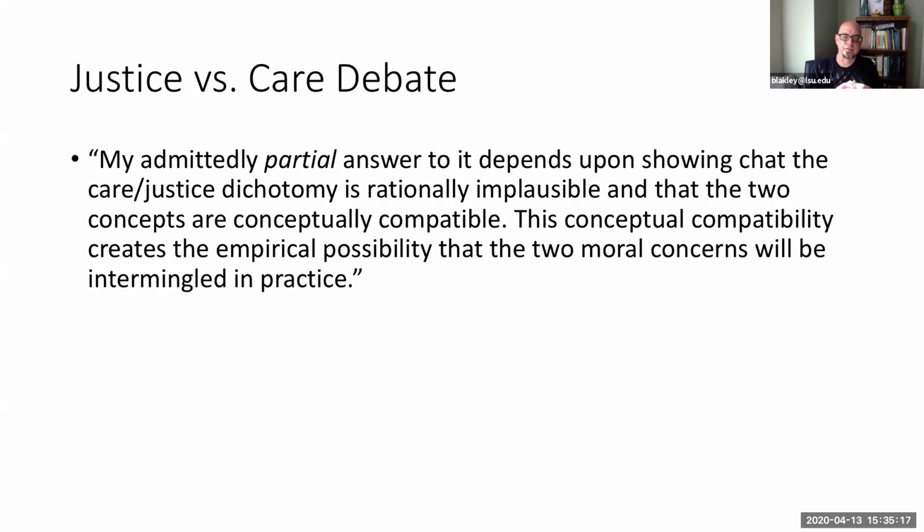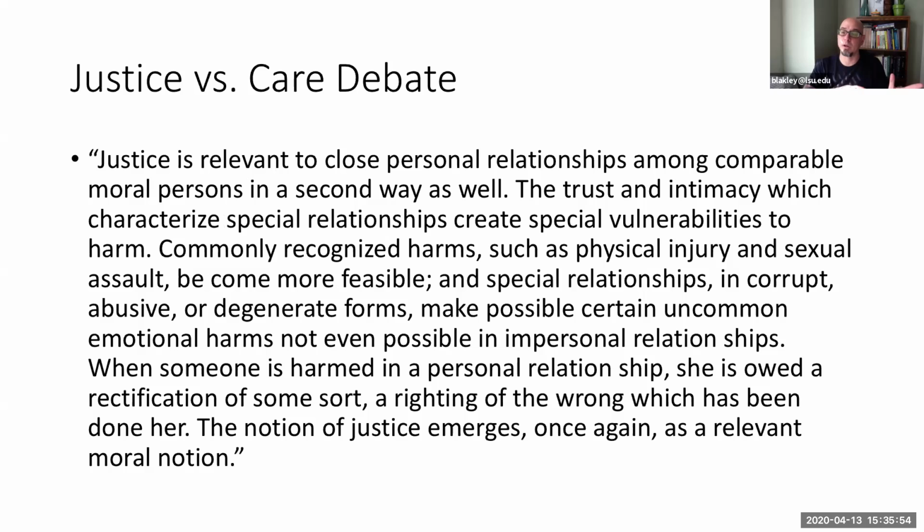My admittedly partial answer to it depends on showing that the care-justice dichotomy is rationally implausible and that the two concepts are conceptually compatible. So here's her rejection of any kind of hard either-or, care versus justice. The conceptual compatibility creates the empirical possibility that the two moral concerns be intermingled in practice, but when we see a woman do something, we pick out the care stuff. When we see a man do something, we pick out the justice stuff, and then attribute one to one, but not the other, even though they're intermingled.